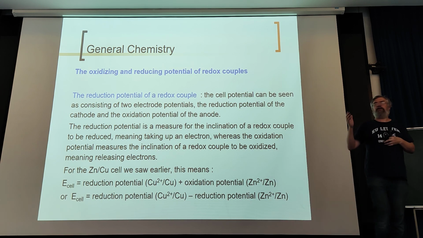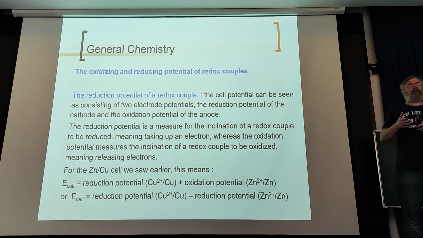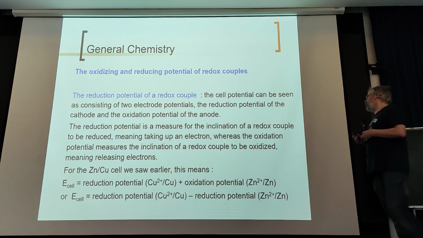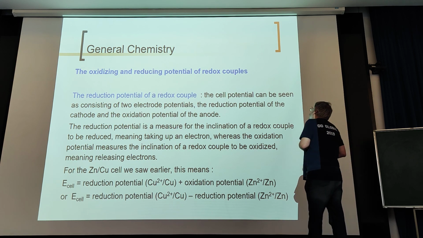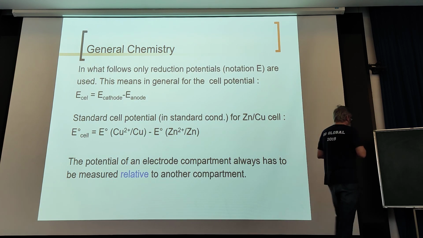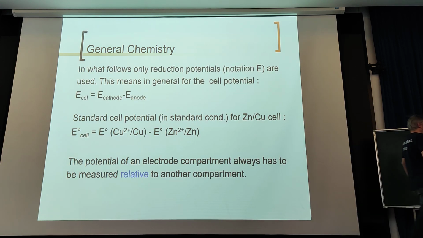This again is similar to the Hess cycle that we have. In general, it means we look at the reduction potential at the cathode and the reduction potential at the anode, and we look at what this is.